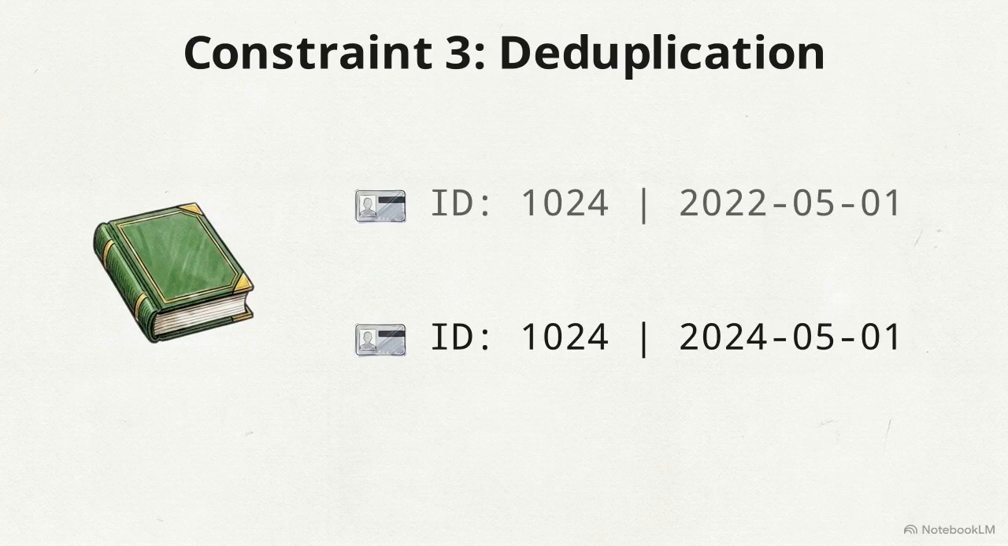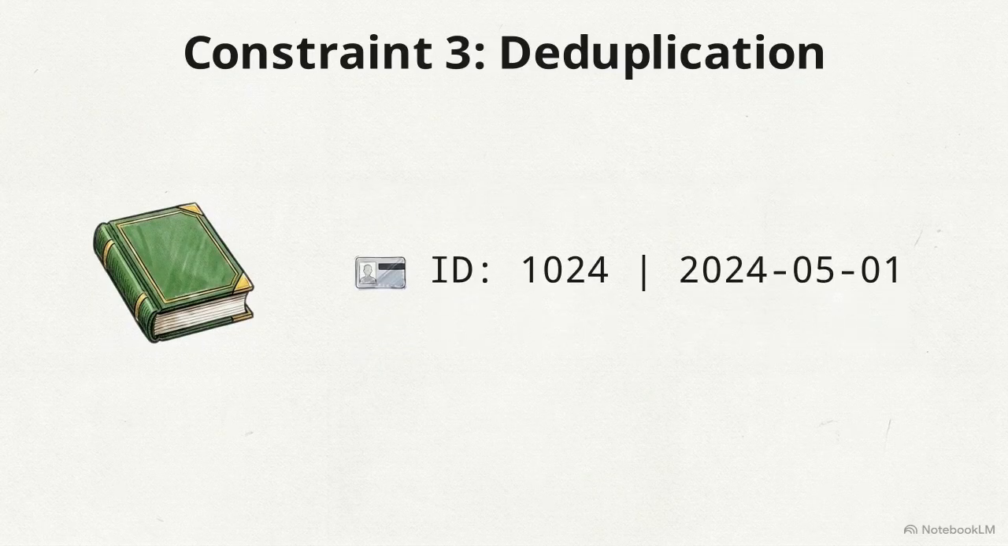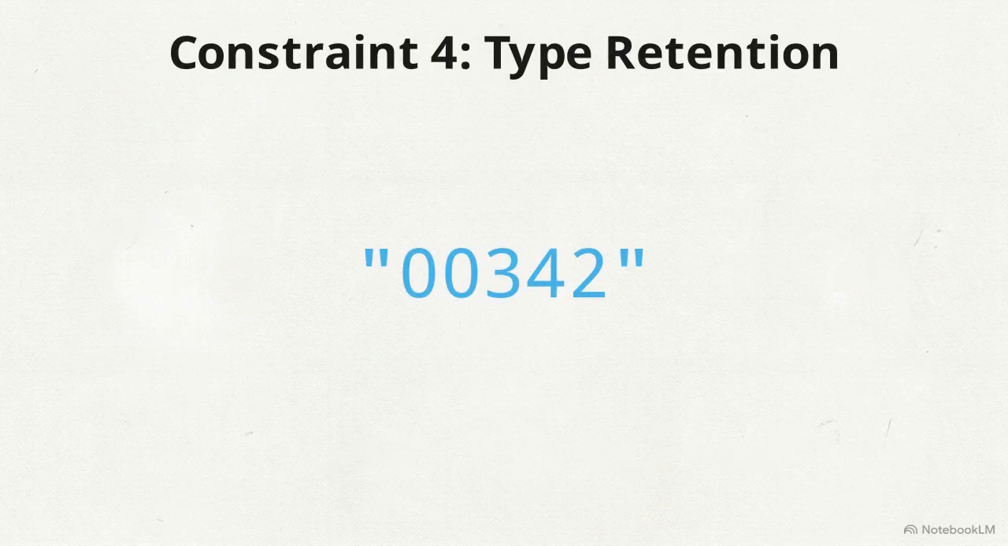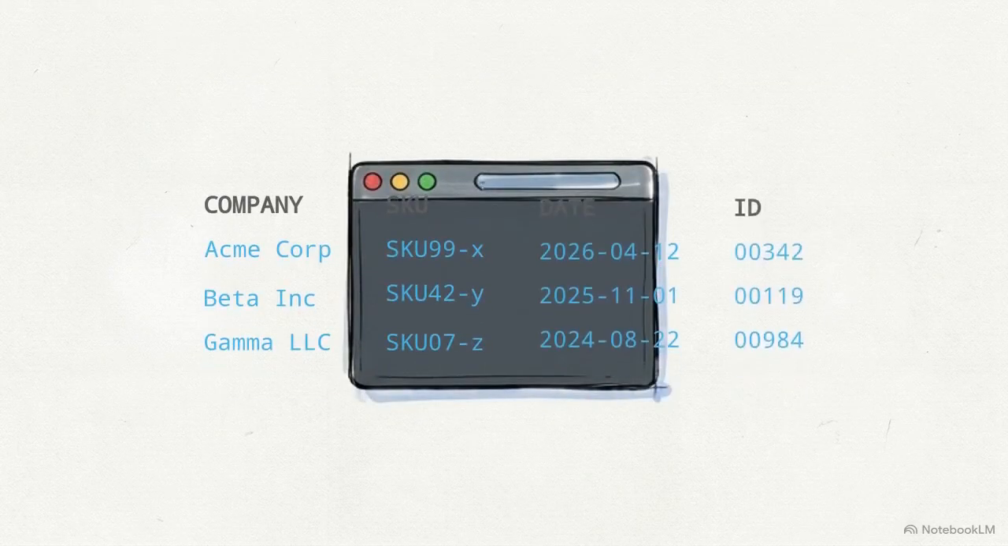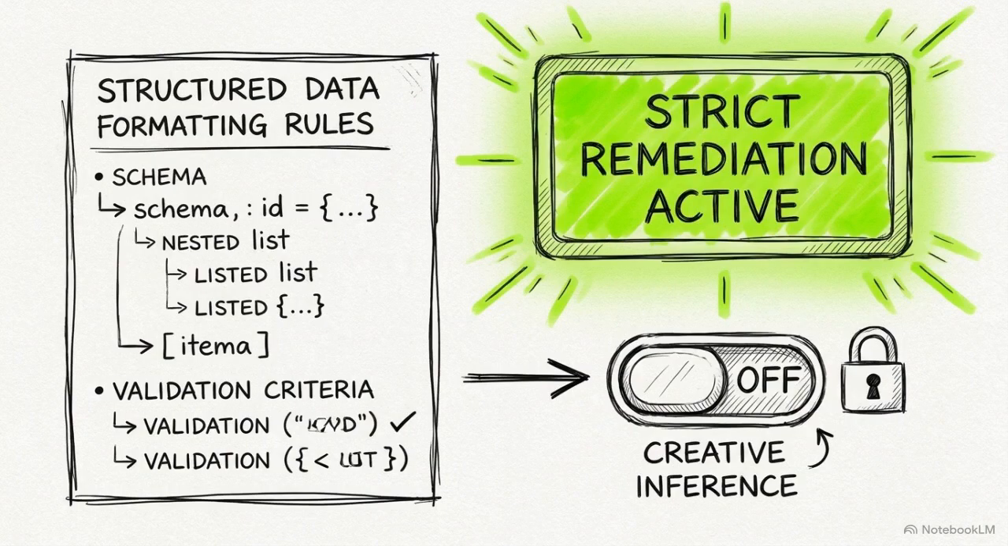Rules 3 and 4 establish strict chronological deduplication based on unique keys and absolute type retention. This ensures leading zeros stay intact and alphanumeric strings are never converted into scientific notation. Applying these 4 absolute constraints removes the AI's ability to make creative inferences. It forces the model to operate as a clinical, non-destructive remediation engine.